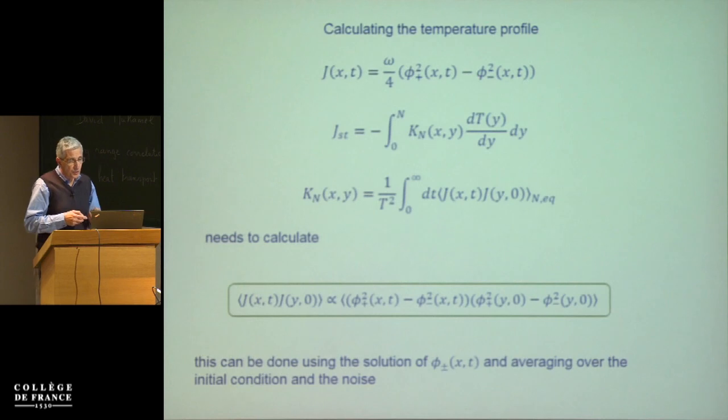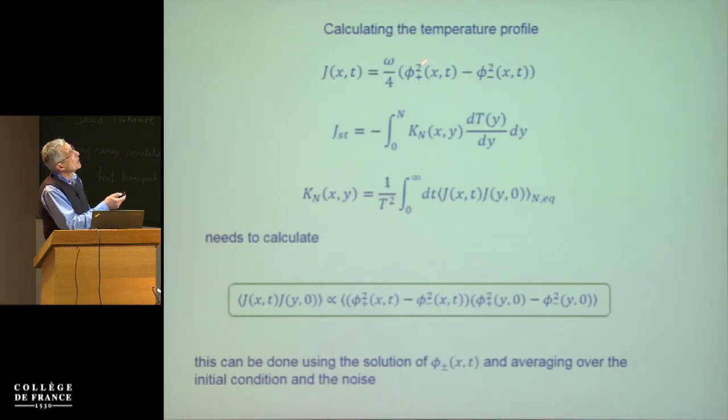So remember, let me just summarize what we had before. If you want to calculate the temperature profile, we know the current. This is the current, it is just phi plus squared minus phi minus squared. This is the instantaneous current. In the steady state, we know J is just equal to the integral of this kernel times dt dy. And the kernel is the JJ correlation function.